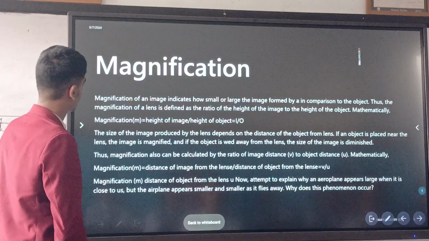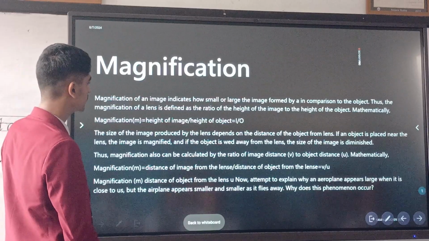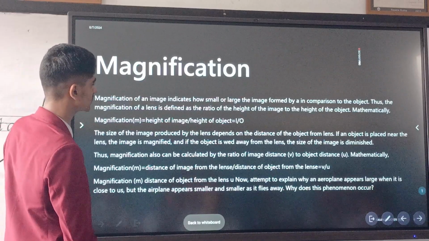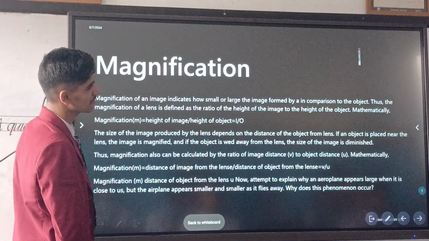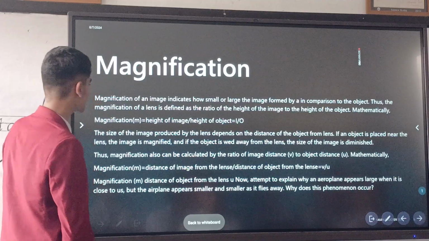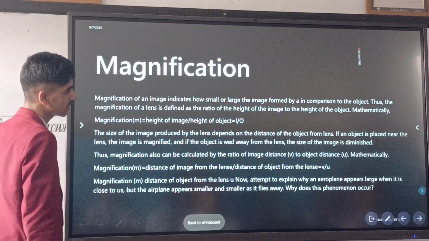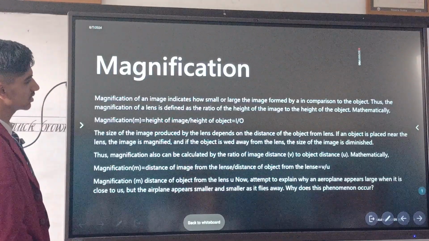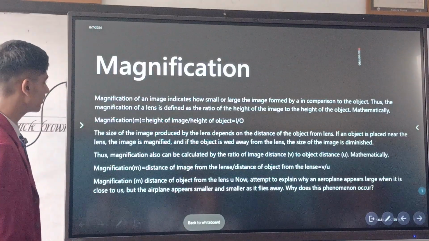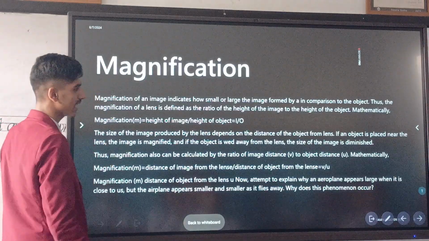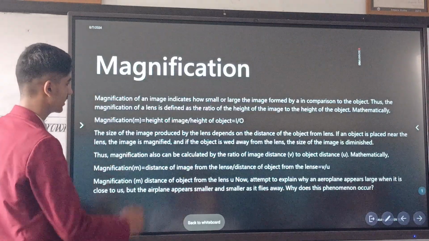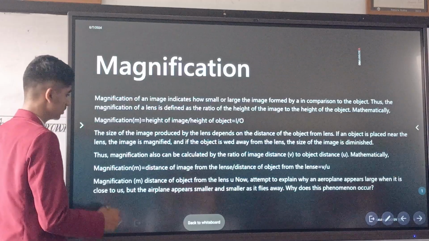Magnification. Magnification of an image indicates how small or large the image formed is in comparison to the object. Thus, the magnification of a lens is defined as the ratio of the height of the image to the height of the object. Mathematically, there is also a formula for it: height of image by height of object. It is denoted by capital I by capital O.